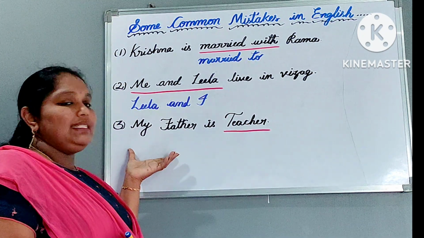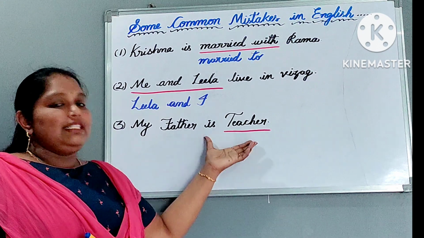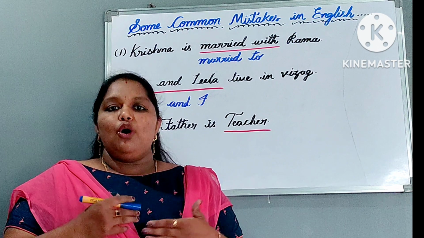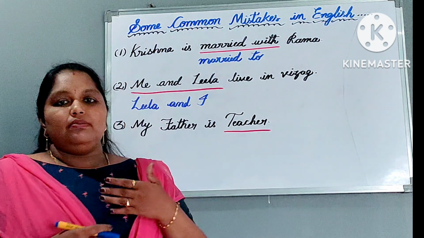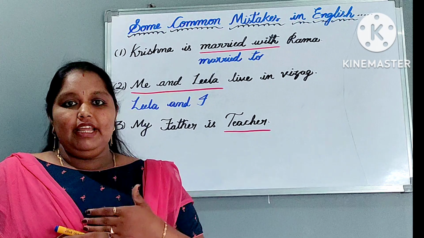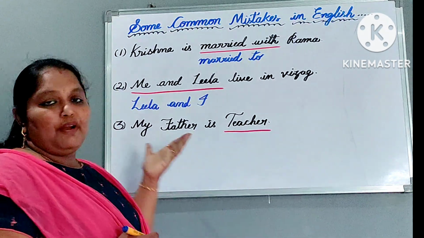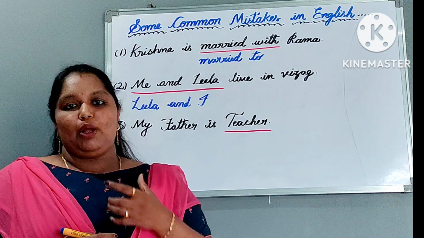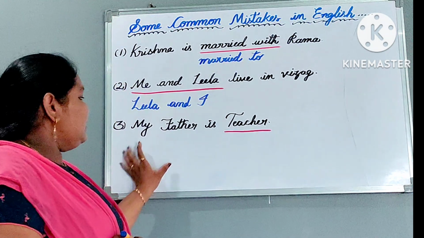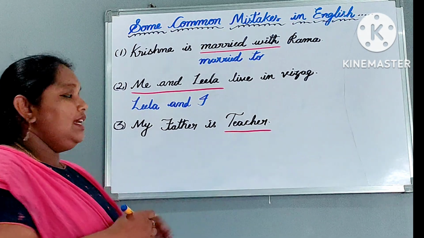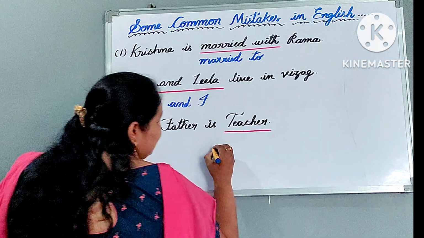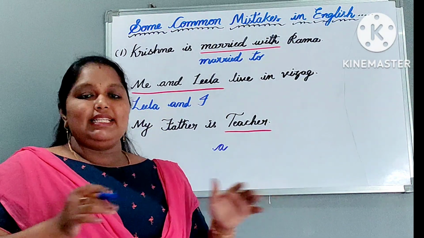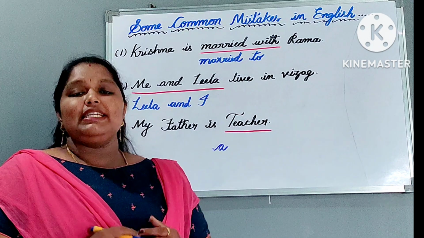Coming to the next sentence. My father is teacher. When you want to give information about the occupation or the work, like the job of anybody, you have to give the profession or the occupation, and you have to use the appropriate article required. So here, instead of telling my father is teacher, you have to use the article a. The correct form of the sentence is, my father is a teacher.